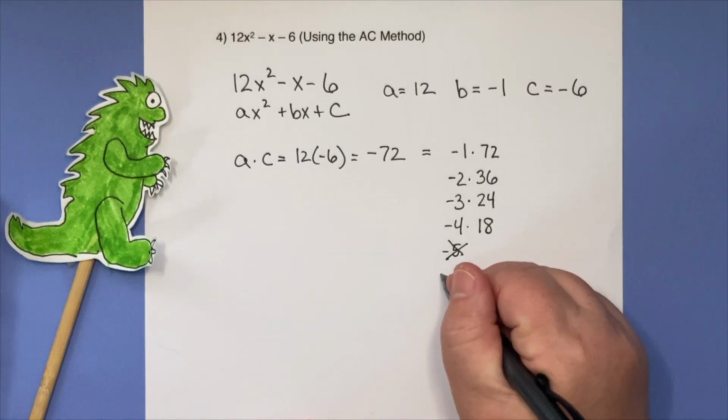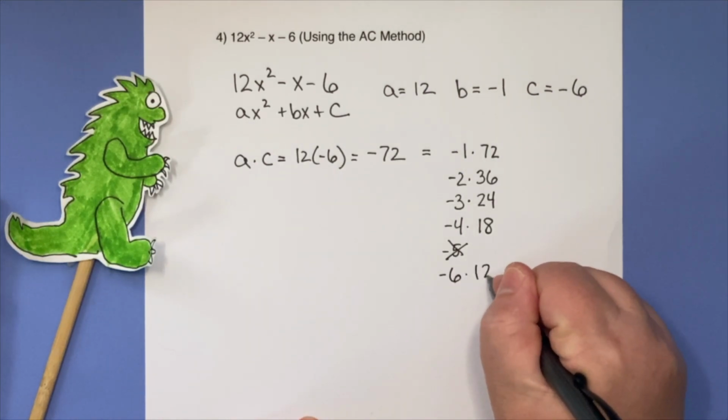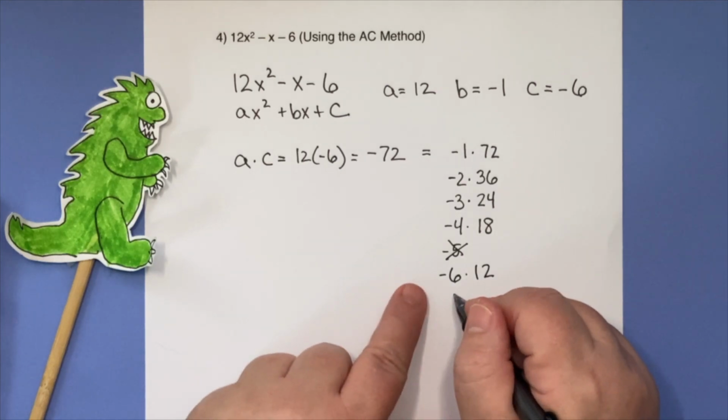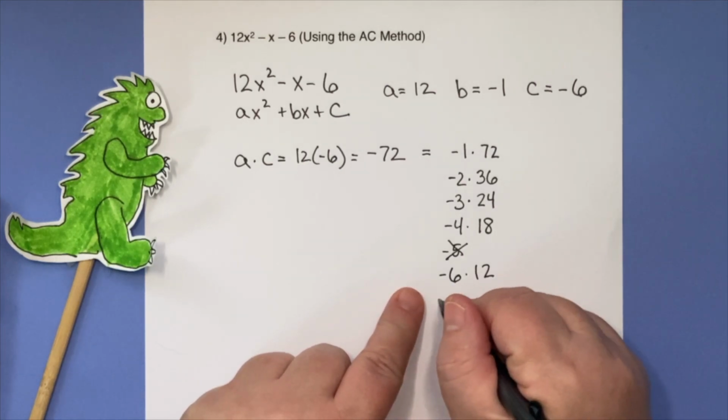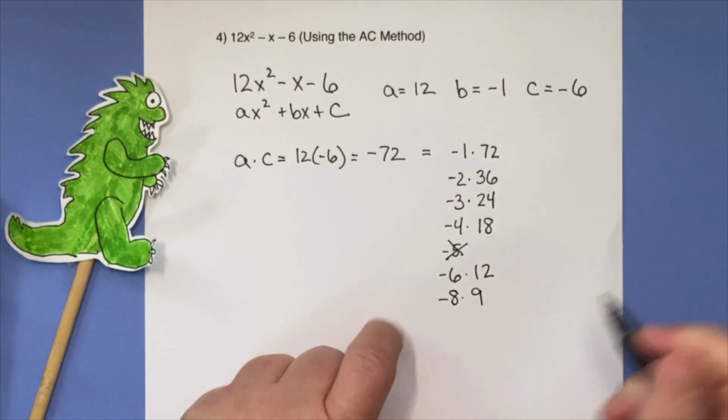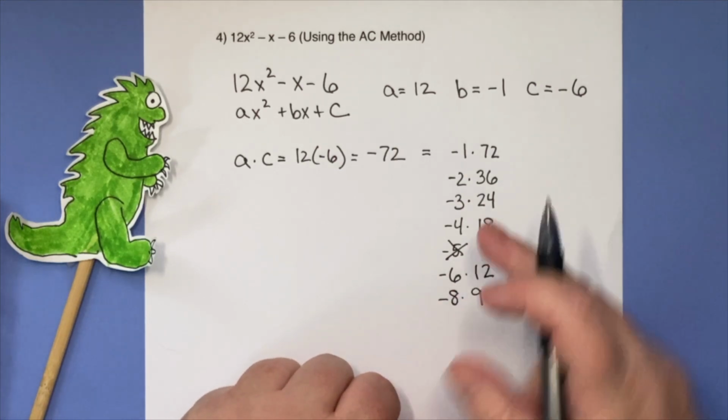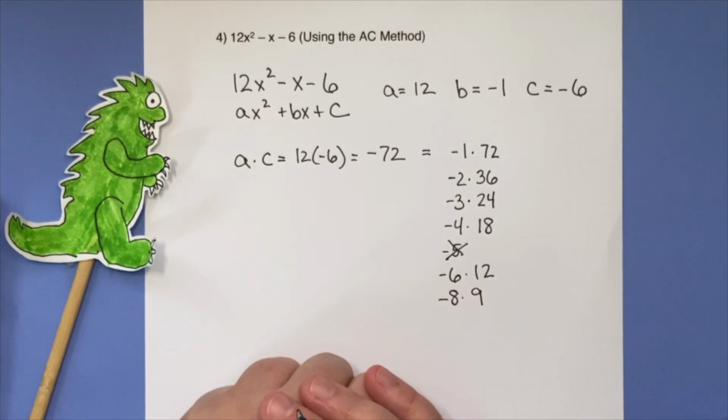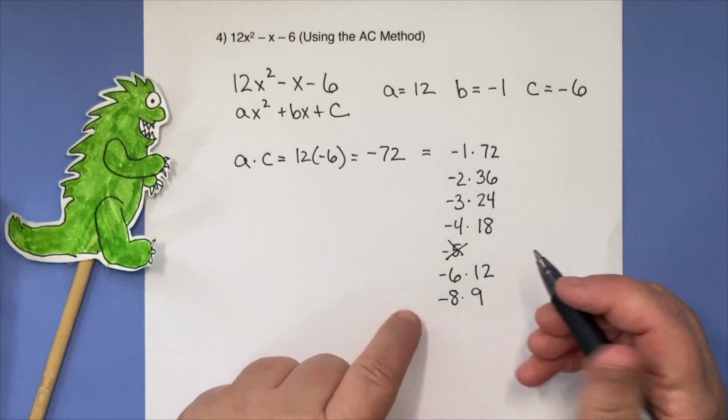So negative 6, 6 does go into it. We get 12. Negative 7, nope. Negative 8, yep. Negative 8 times 9. Okay, and then in addition to all these, we could try it the other way around.